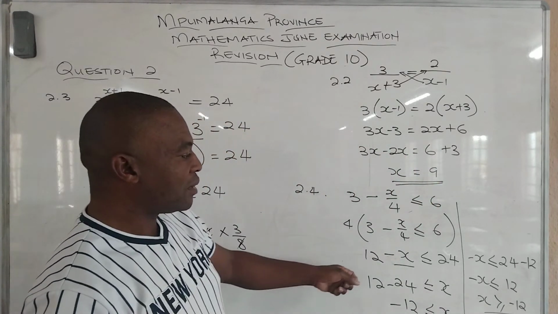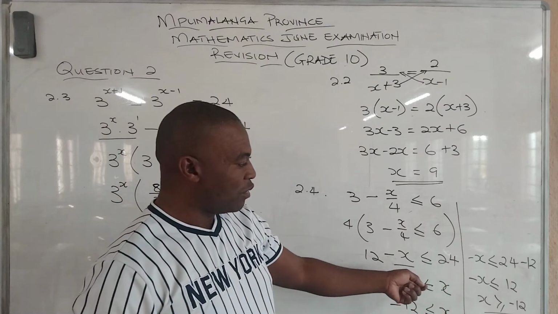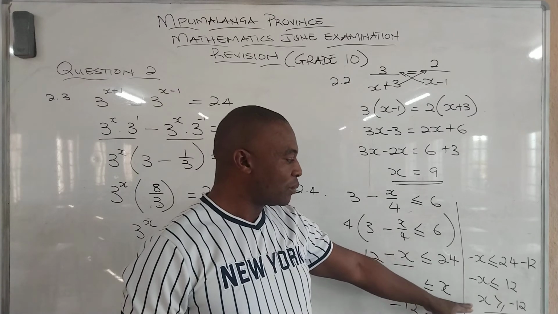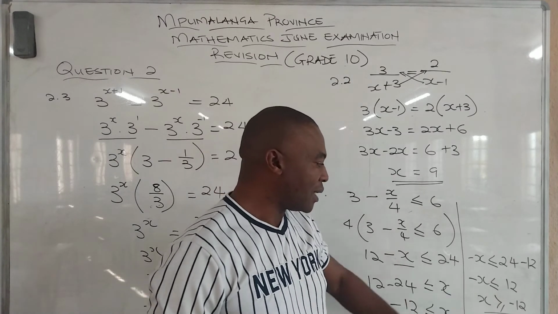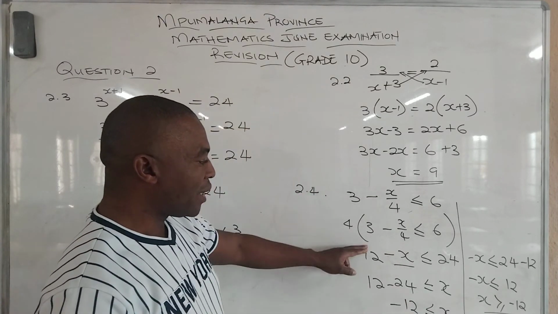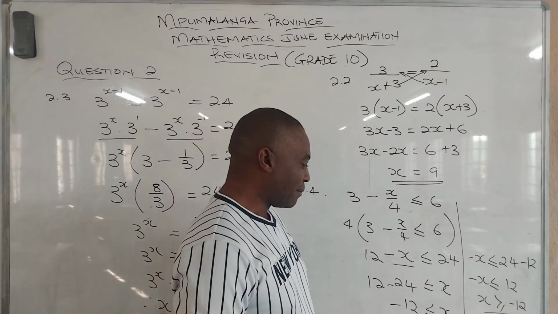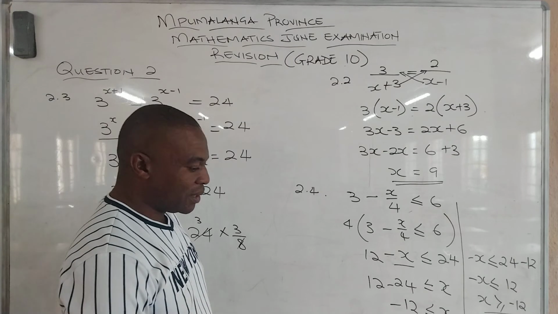So at times, learners, you forget about the negative sign, and that will now make your final answer incorrect. That's why at times it's always good to dodge the negative sign. Alright, that's question number 2.